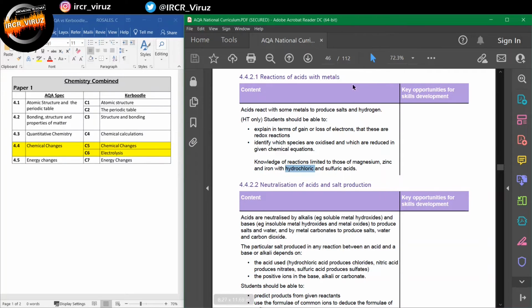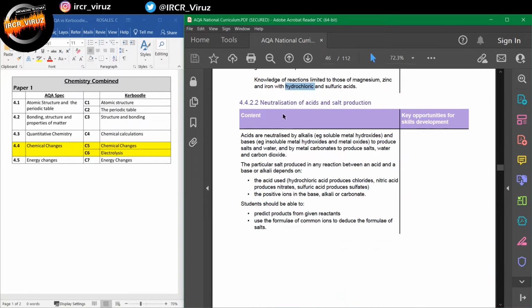Okay, and that will be the name of the salt, and you're always going to get hydrogen regardless of the metal, regardless of the acid. You're always going to get hydrogen gas. When we're looking at neutralization reactions, acids and salts production: acids are neutralized by alkalis, which are soluble metal hydroxides, and by bases, which are insoluble metal hydroxides and metal oxides, to produce salt and water, and by metal carbonates to produce salt, water and carbon dioxide. The particular salts produced in the reaction between acids and bases or alkalis depend on the acid and the base.